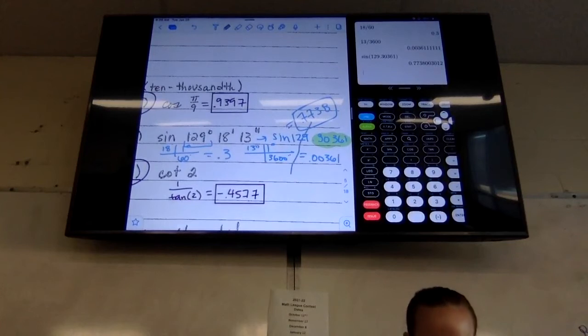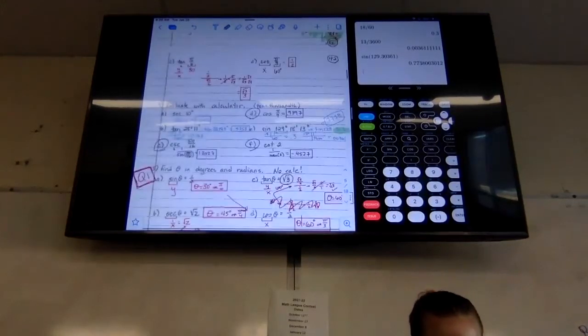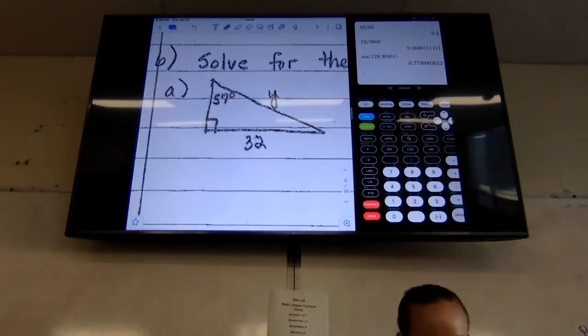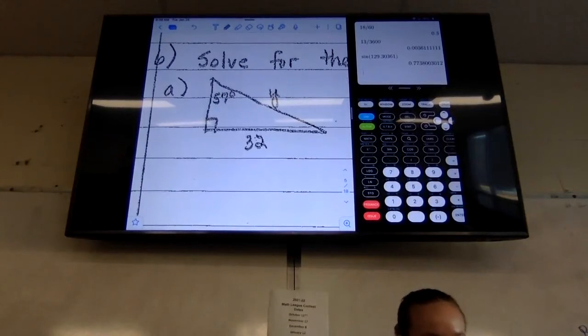Okay. The bottom of the page, and I'm going to leave my calculator up because I do need it down here. These say solve for the variable shown, use your calculator. So I'm going to zoom in on the first one. I've got a 57 degree up here in the top corner.